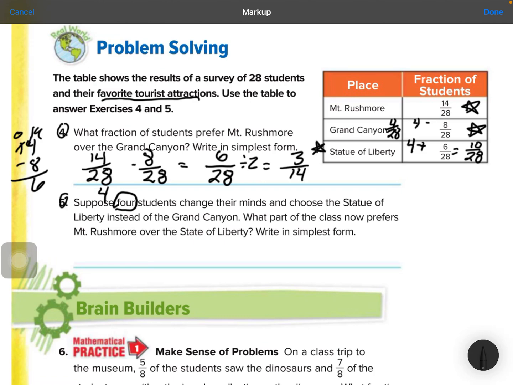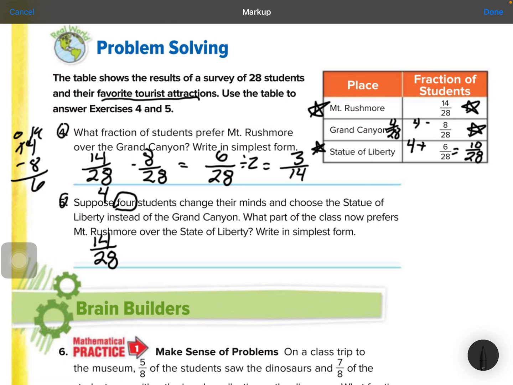So now we're going to deal with this number and this number. So prefers Mount Rushmore over the Statue of Liberty. So Mount Rushmore is 14 students out of the 28 students, correct?